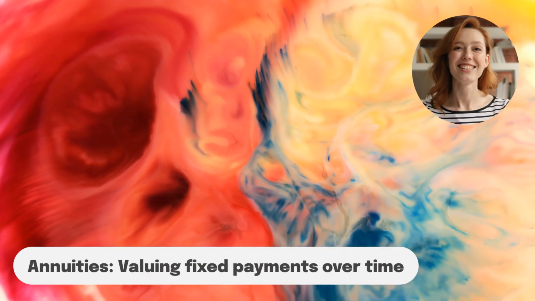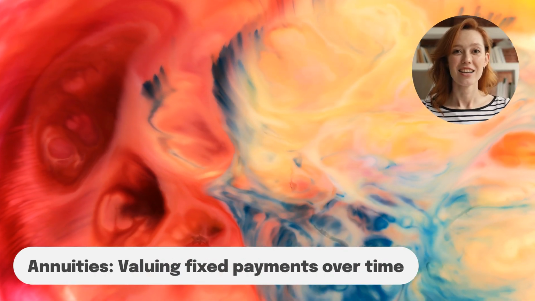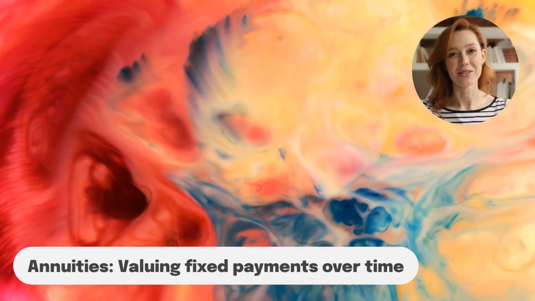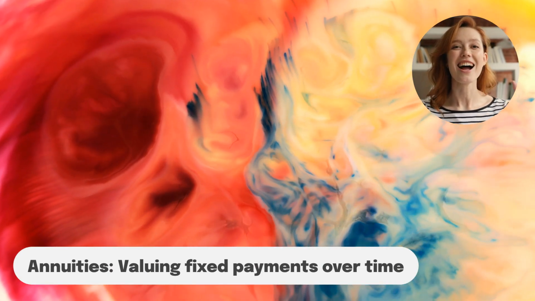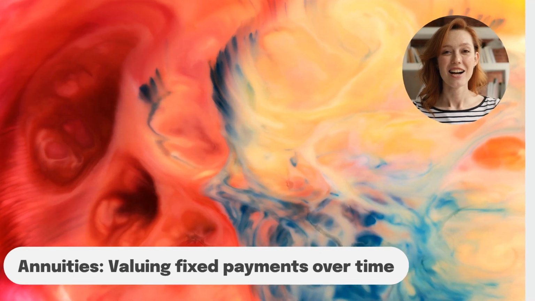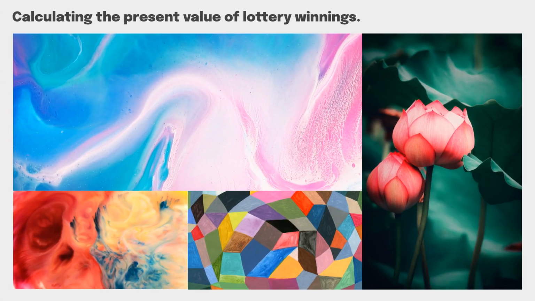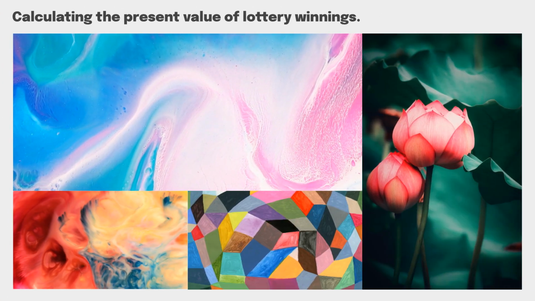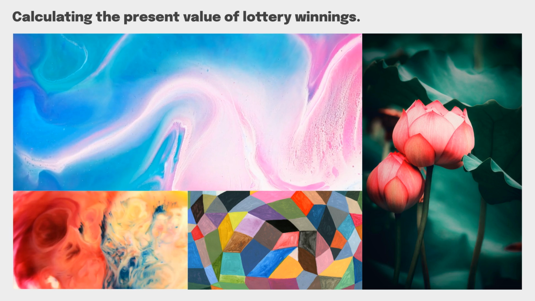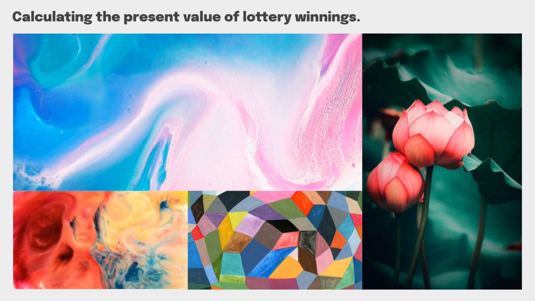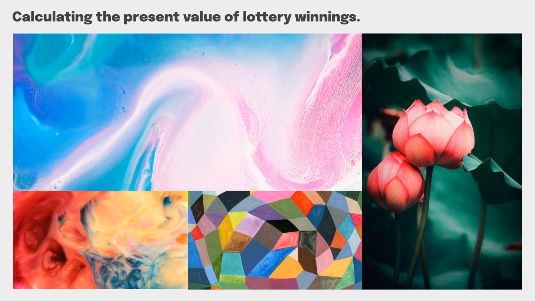An annuity is a series of fixed payments over a specified period. Think of a retirement plan that pays out a fixed amount every year for 20 years. Let's say you win the lottery, and it pays $100,000 a year for 20 years. To find out if you're a millionaire today, you would calculate the present value of these payments.